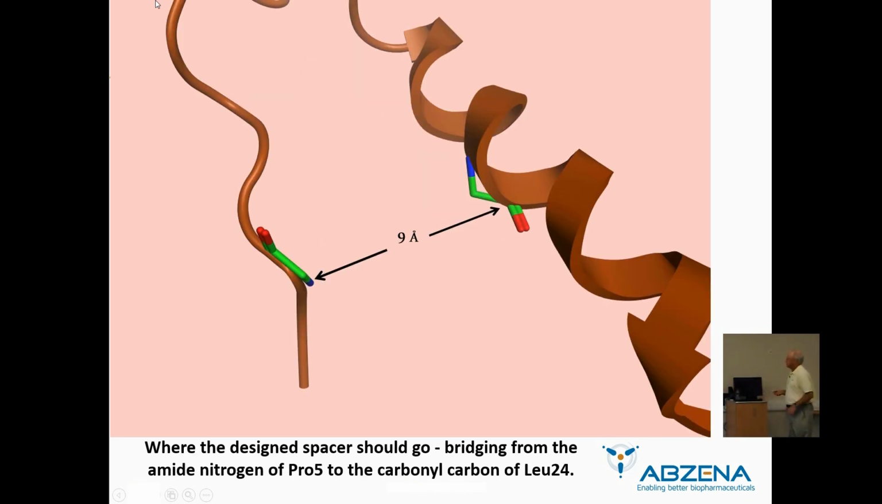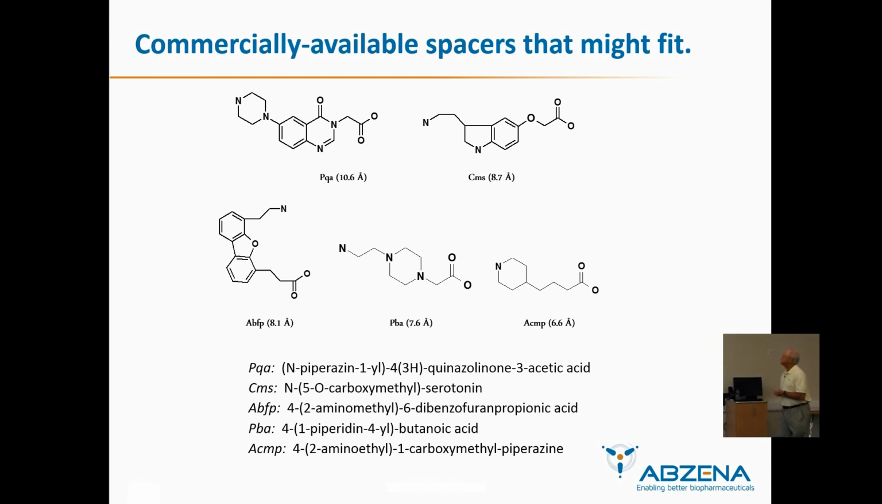And then if you look in detail, if we're cutting out residues 5 through 24, we still need to keep residues 3 and 4. So we want to bridge this gap, which turned out to be 9 angstroms. So we looked for commercially available organic compounds that were pretty rigid and that spanned a distance similar to what we needed. So we found this collection of commercially available compounds.